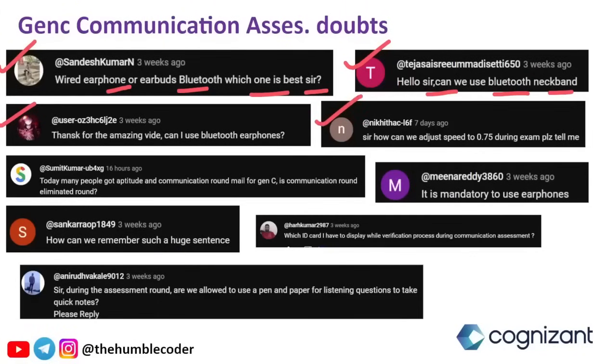Next is, sir, how can we adjust the speed to 0.75 during the exam? So guys, this is not possible. I am telling you right now that you cannot adjust the speed of the audio during your assessment. You have to listen to it at the same speed at which it is spoken. You cannot increase the speed, you cannot decrease the speed, so nothing is allowed. That answers the question.